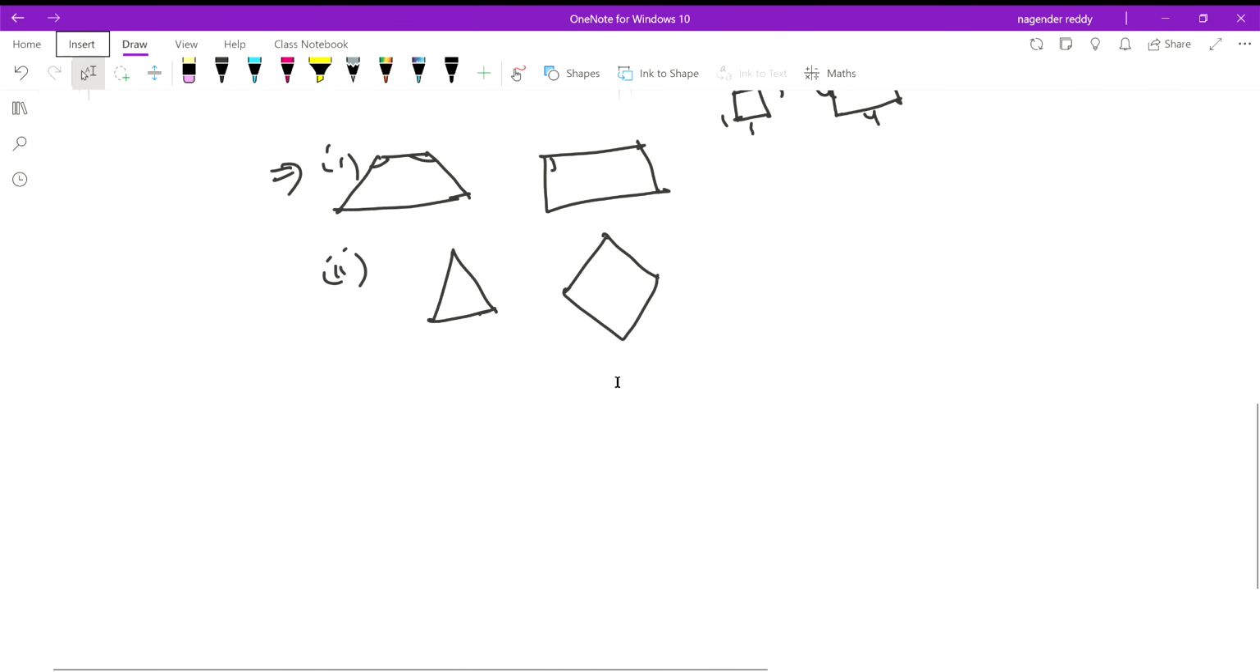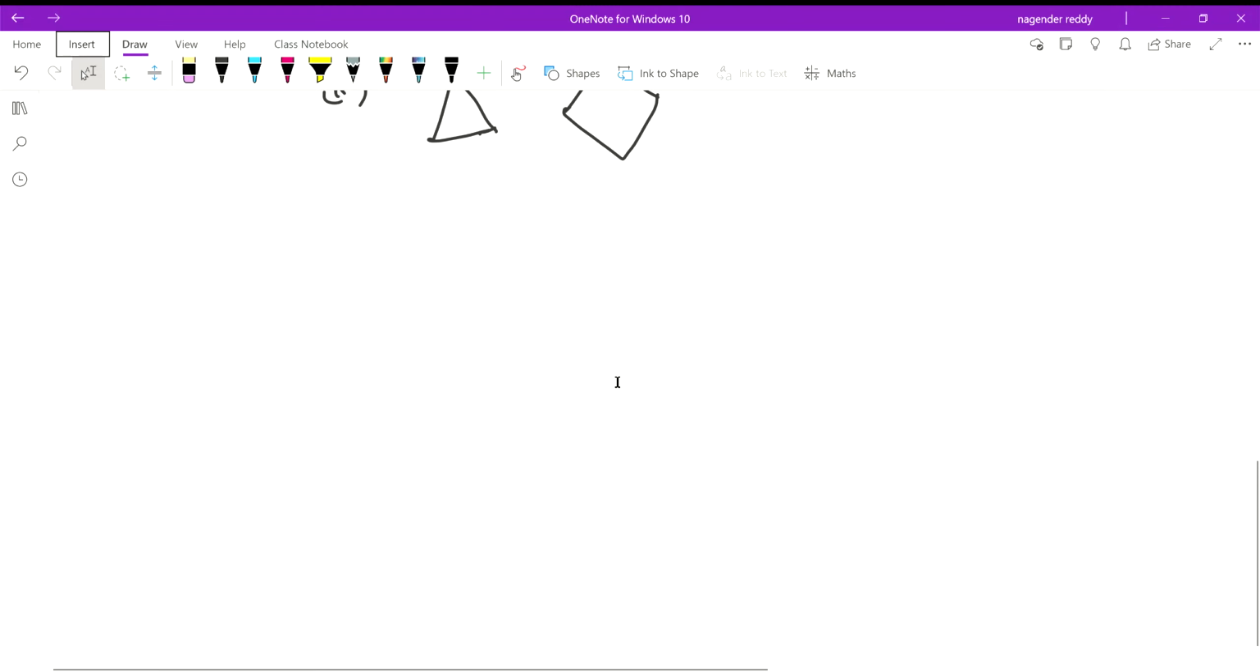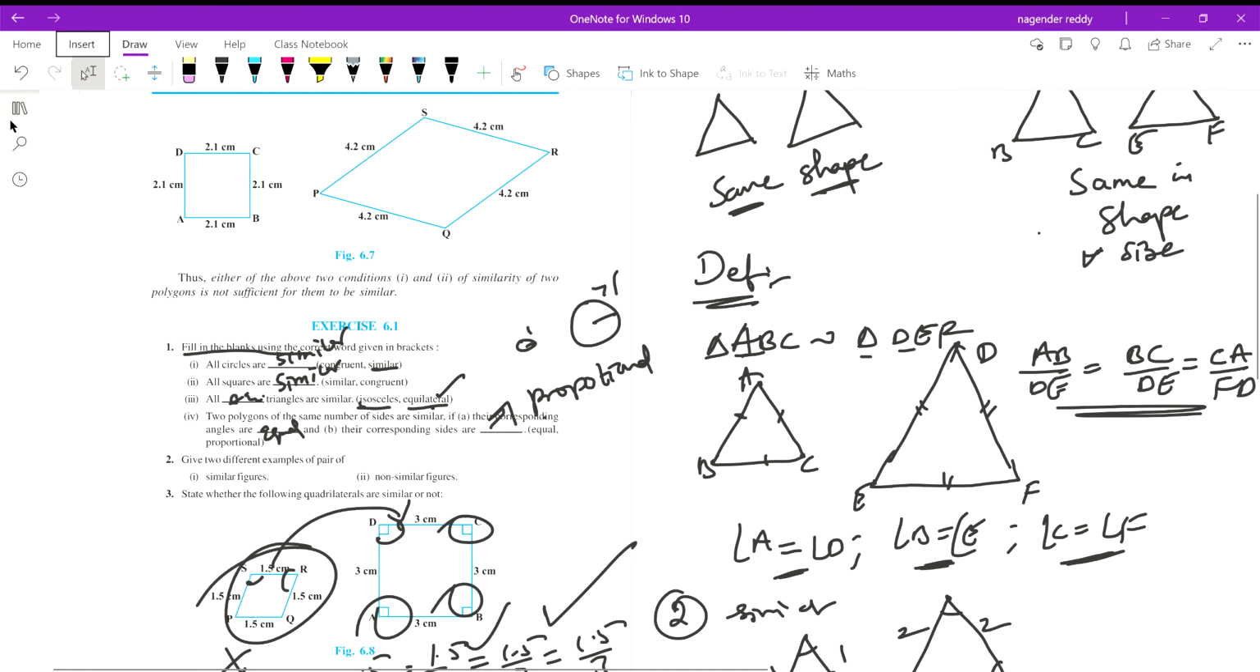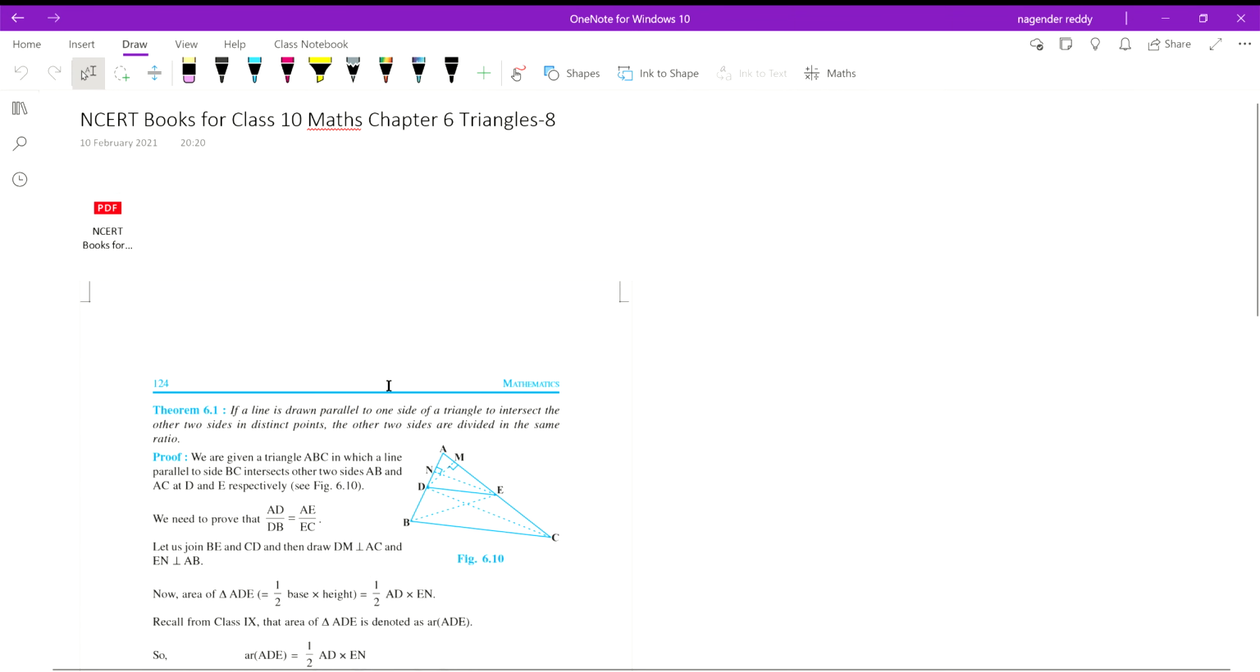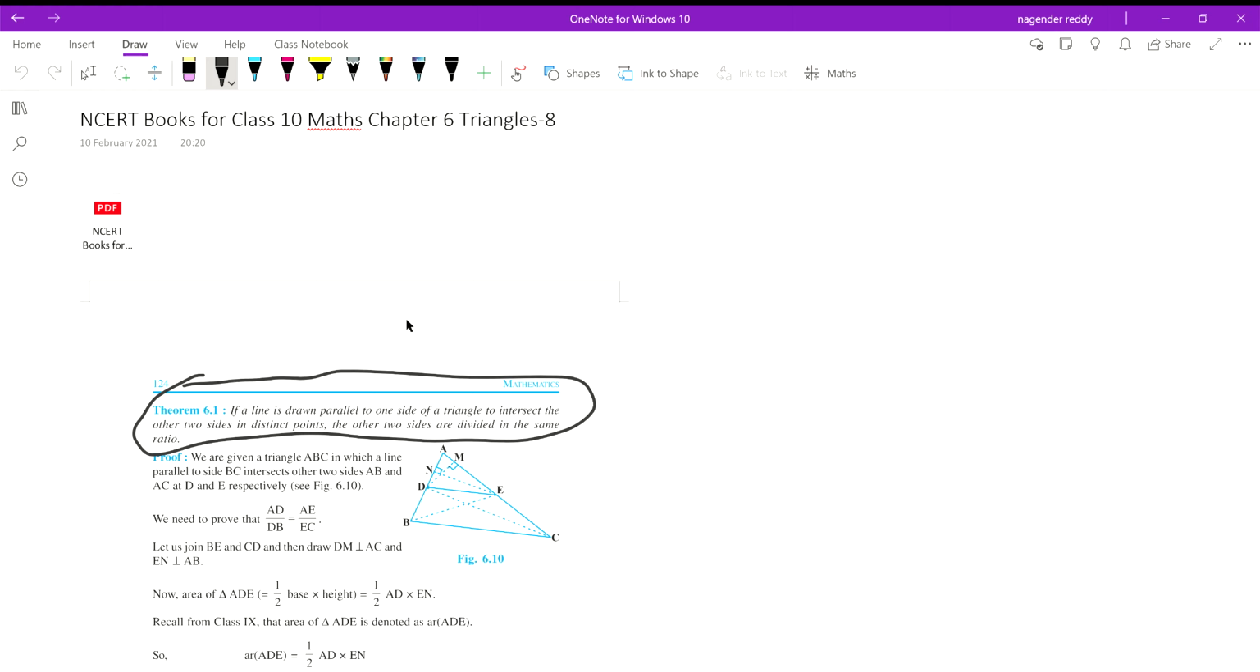This is 6.1. We'll go for the basic proportionality theorem. In the exam, you may be asked to state and prove the basic proportionality theorem. They won't give the statement, so we have to write the statement compulsorily. Now what is the statement?